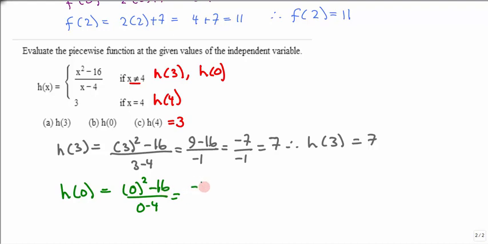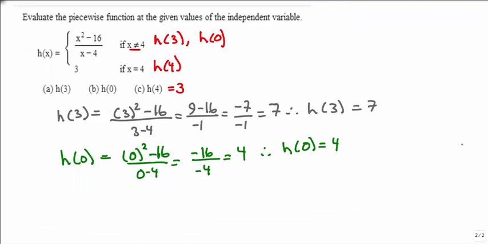So 0 squared is 0, 0 minus 16 is minus 16, 0 minus 4 is a negative 4, negative divided by a negative is a positive, 16 divided by 4 is 4. Therefore, h of 0 equals 4.